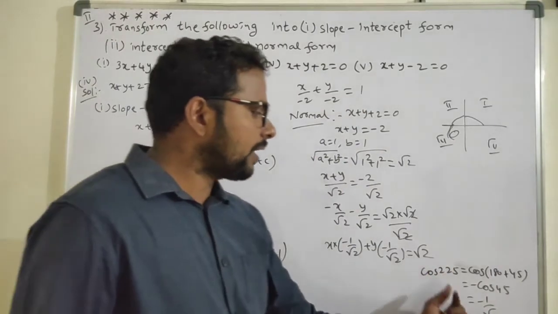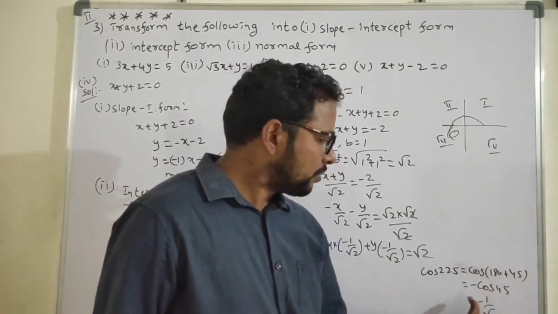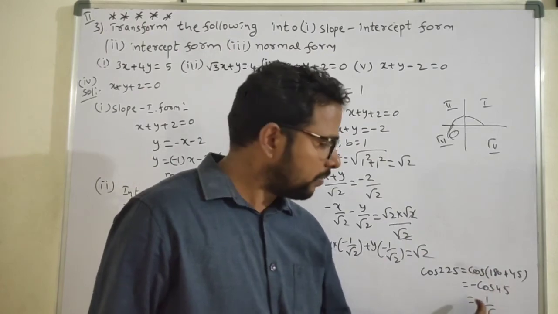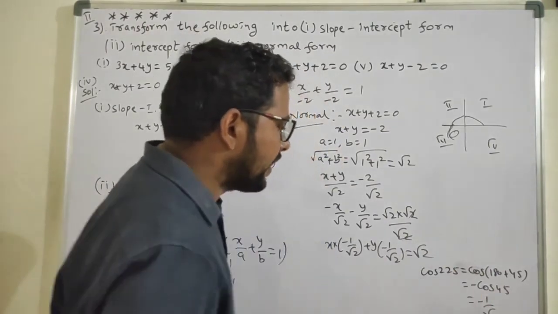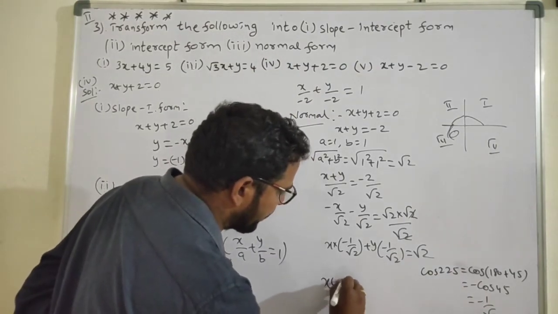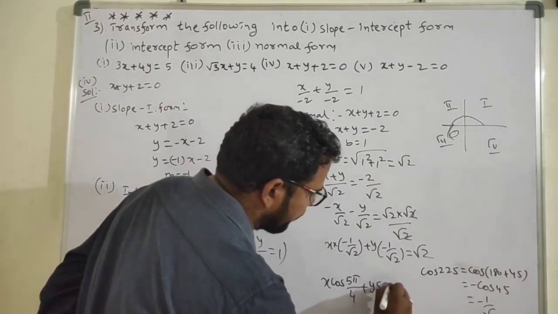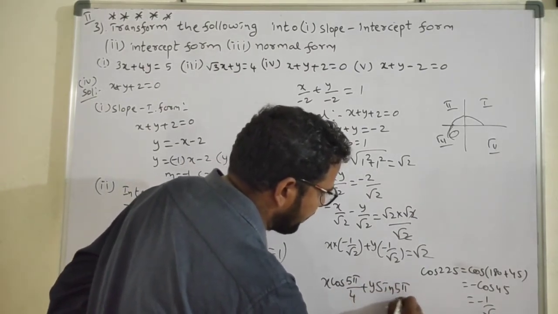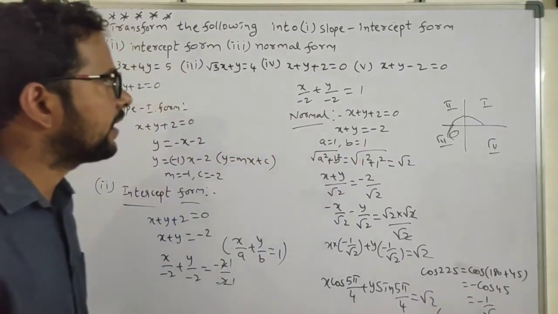Sin 225 is also minus 1 by root 2, since cos 180 plus theta is minus cos theta. So minus 1 into cos 45, 1 by root 2, it is minus 1 by root 2. This is in degrees. In radians we can write 5 pi by 4. x cos 5 pi by 4 plus y sin 5 pi by 4 is equals to root 2. This is a normal form of a line.